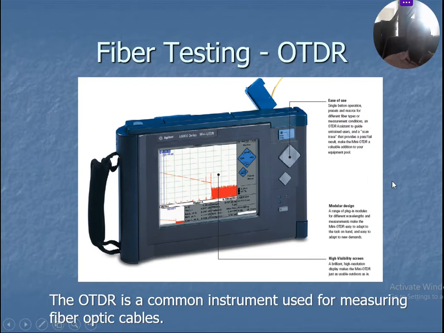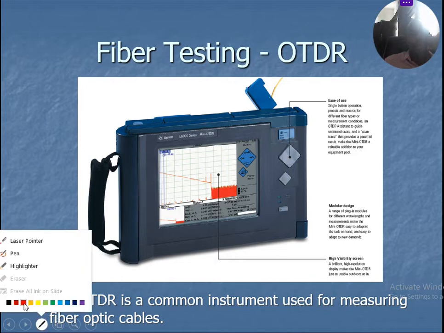Now here is fiber testing, OTDR. One of the tools, or measurement techniques, is called the OTDR. OTDR is the instrument we use to measure. The way you use an ohmmeter to measure resistance, an ammeter to measure current, a voltmeter to measure voltage, or put simply, you use a multimeter to do all of these basic electrical measurements, right? The same way, for optical we use the OTDR, which is the optical time domain reflectometer. This is the symbol of the optical time domain reflectometer.